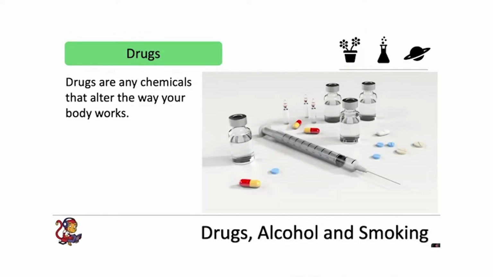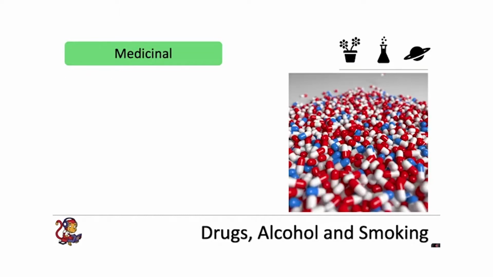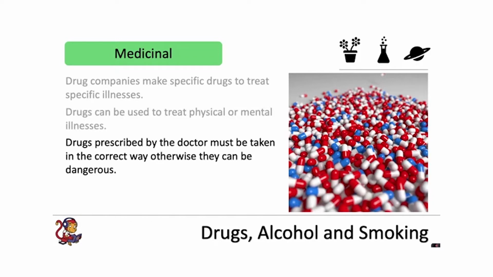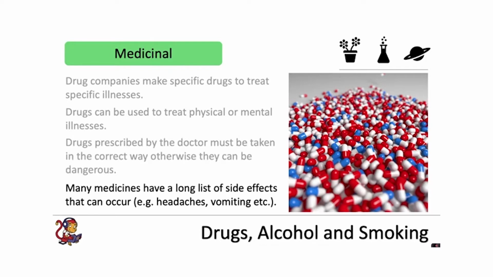Drugs are any chemicals that alter the way your body works. There are 2 main groups: medicinal and recreational. Drug companies make specific drugs to treat specific illnesses. Drugs can be used to treat physical or mental illnesses. Drugs prescribed by the doctor must be taken in the correct way, otherwise they can be dangerous. Many medicines have a long list of side effects that can occur, for example headaches and vomiting.